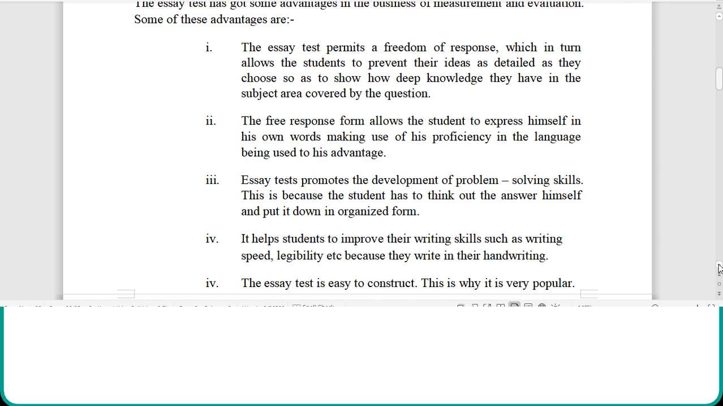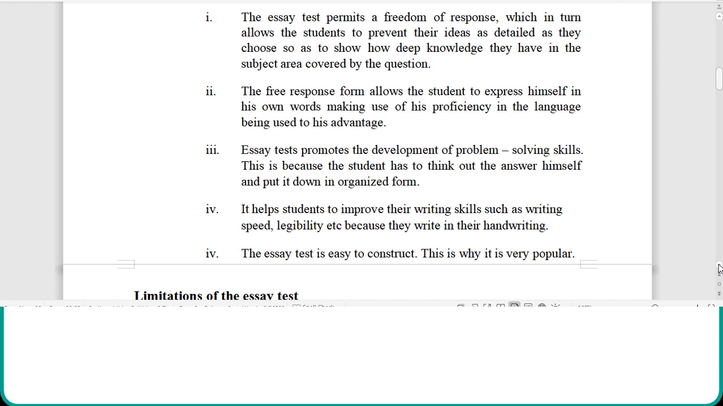Secondly, the free response form allows the student to express himself in his own words, making use of his proficiency in the language being used to his advantage. Thirdly, the essay test promotes the development of problem-solving skills. This is because the student has to think out the answer himself and put it down in organized form.